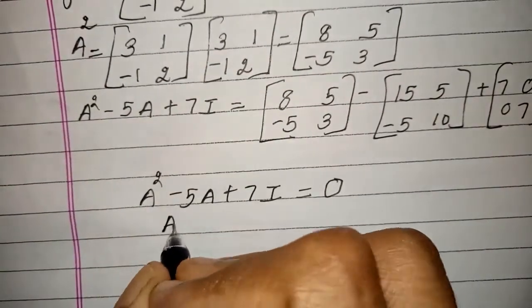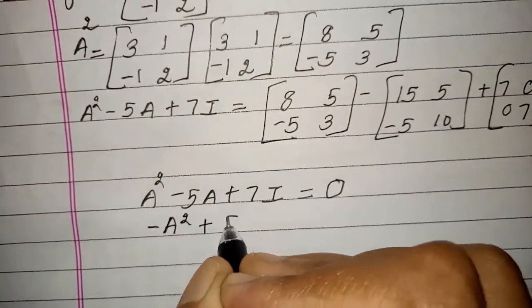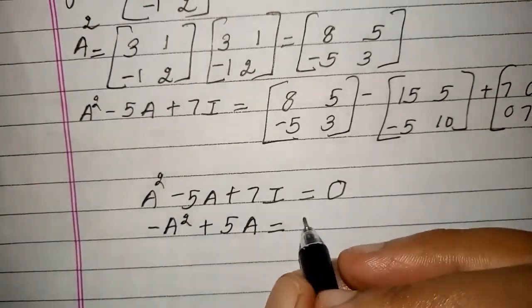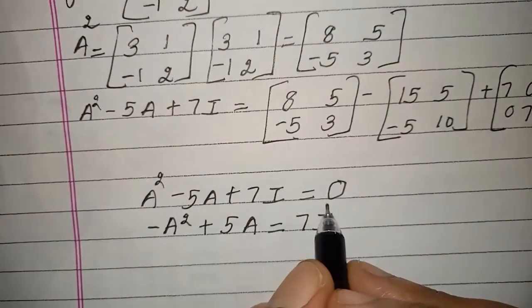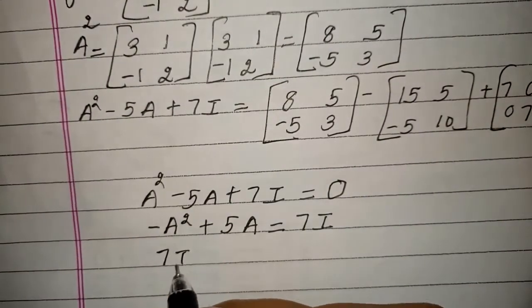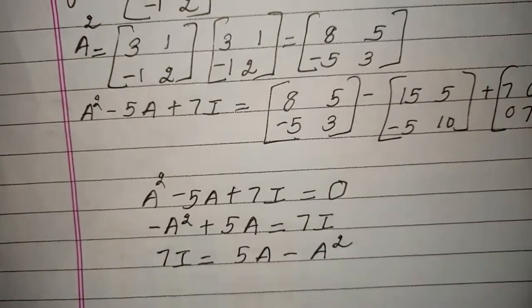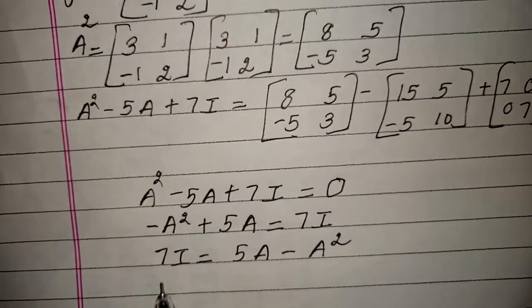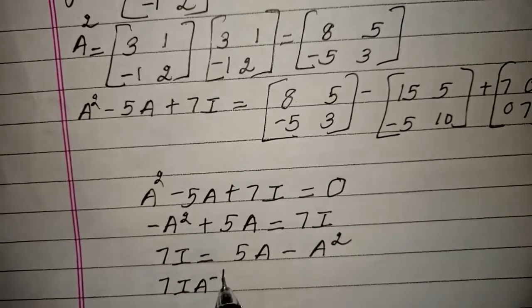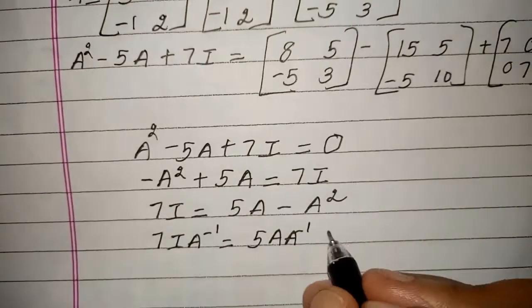Okay, so now from here I can write minus A square plus 5A is equal to 7I. What am I doing? I am bringing this term to my RHS. That means 7I is equal to 5A minus A square. You understand? I have just rearranged. Now what you do? Multiply by A inverse. Because A inverse is existing, it is saying, so we can confidently multiply by A inverse.